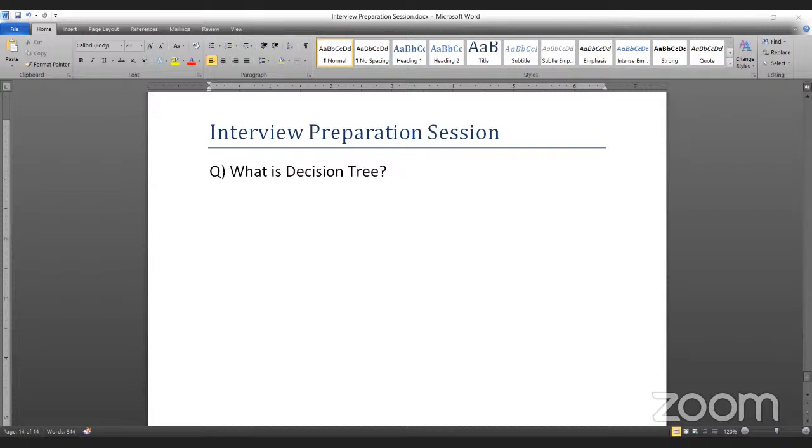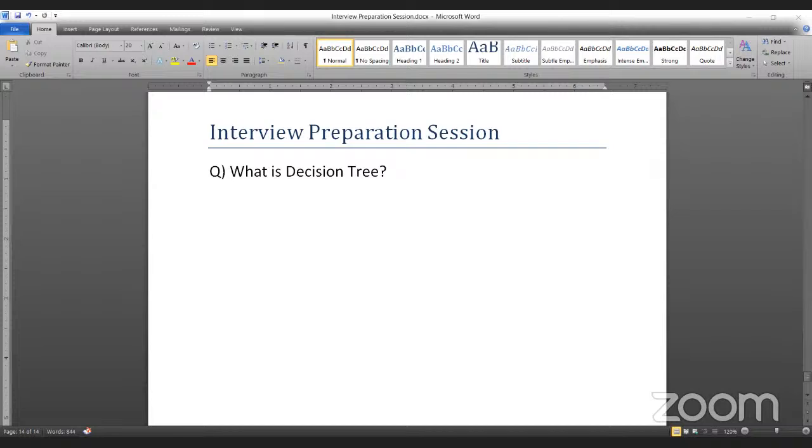So decision tree also comes under supervised learning. It is a supervised learning algorithm which can be used for both classification as well as regression. In this case, the dependent variable can be categorical as well as a continuous value. That is why it can be used for classification as well as regression.